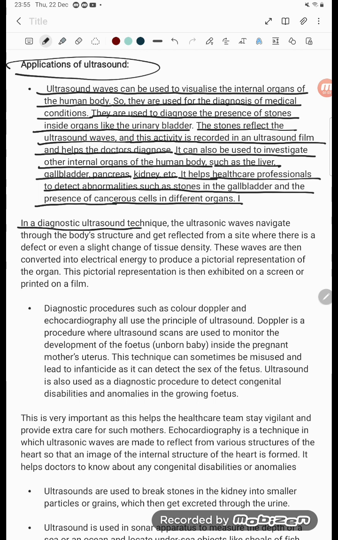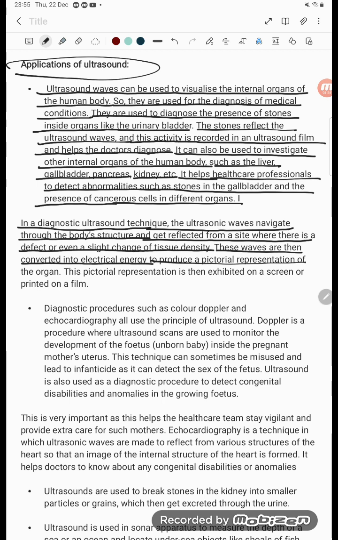In a diagnostic ultrasound technique, the ultrasonic wave travels through the body structure and gets reflected from a site where there is a defect or even a change of tissue density. These waves are then converted into electrical energy to produce a pictorial representation of the organ. This pictorial representation is then displayed on a screen or printed on a film.